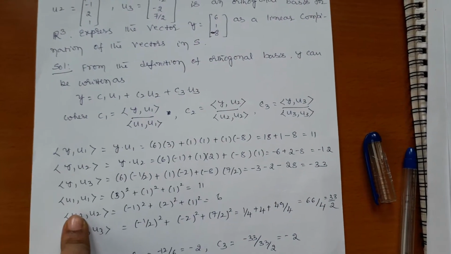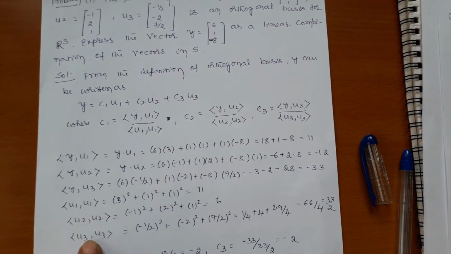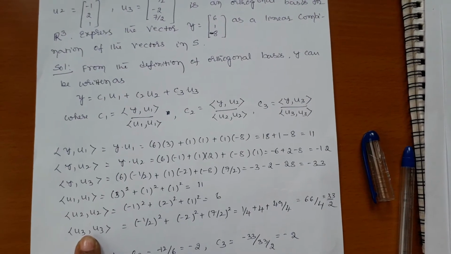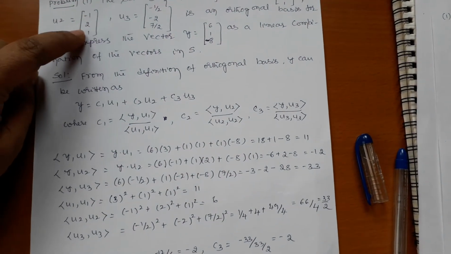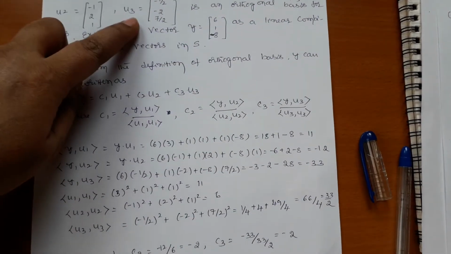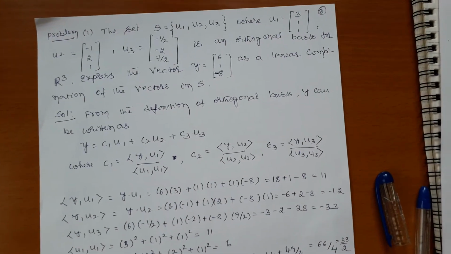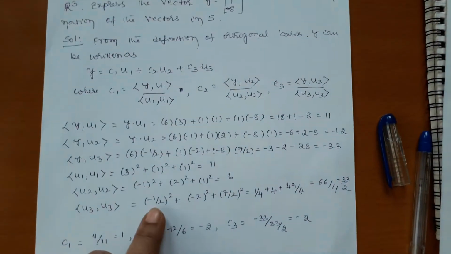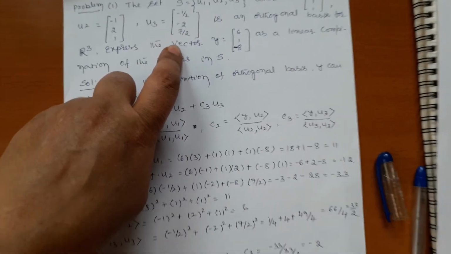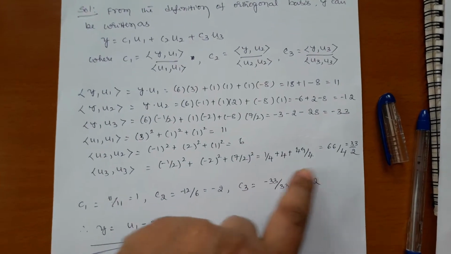Similarly, find out inner product of u1: 3 square plus 1 square plus 1 square. And then inner product of u2: minus 1, 2, 1, so you have to find minus 1 whole square plus 2 square plus 1 square. Simplify that, we get the value. And then inner product of u3 means what we get actually? Minus half whole square plus minus 2 whole square plus 7 by 2 whole square. Simplify that, we get this.